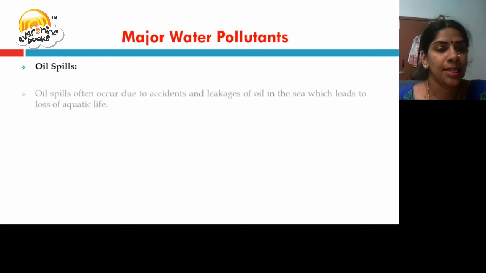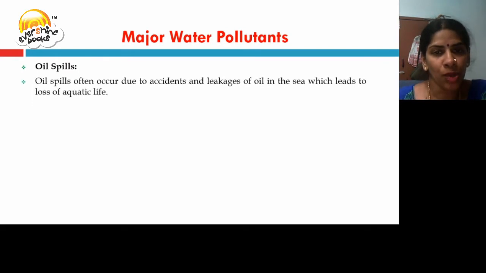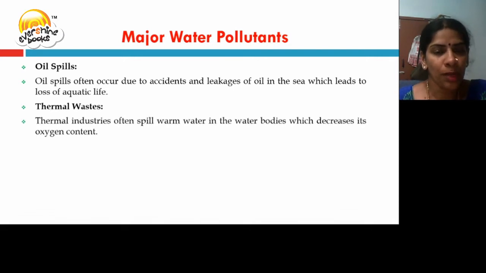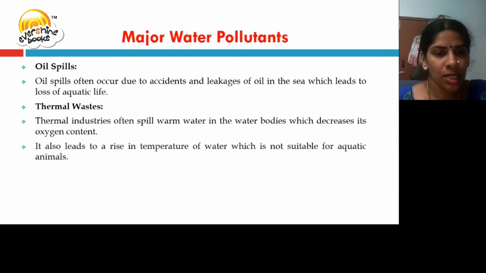Oil spills. Oil spills often occur due to accidents and leakages of oil into the sea. This leads to loss of aquatic life. Thermal waste. Thermal industries often spill warm water into the water bodies. This decreases the oxygen content in the water, so aquatic life dies. It also results in an increase in the temperature of the water, which is not suitable for aquatic animals.